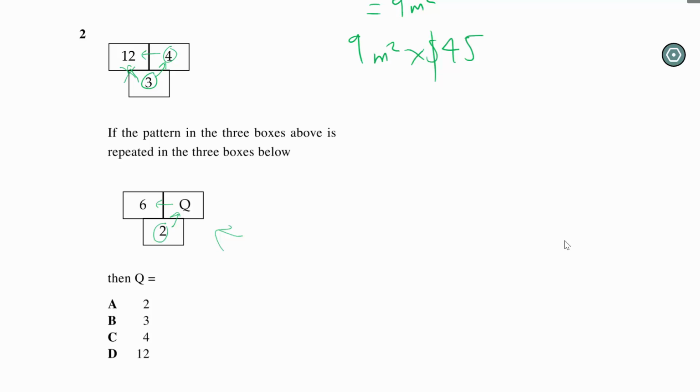Another way that students might try is 3 plus 12. But again, the answer isn't 4. So it's pretty much trial and error. But the more questions you do like these, the quicker you'll get at it. So solving this question at the bottom over here, 2 times what equals 6? The answer is 3. 2 times 3 gives you 6. So Q should equal 3.